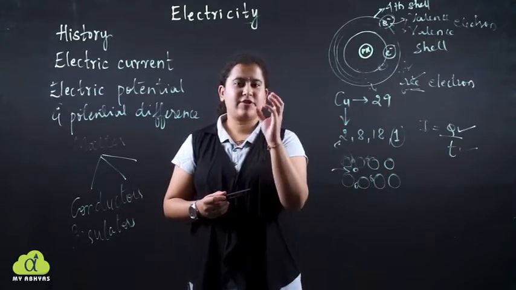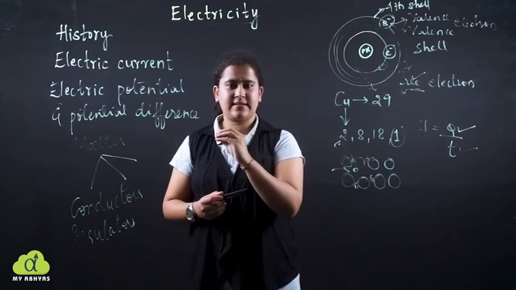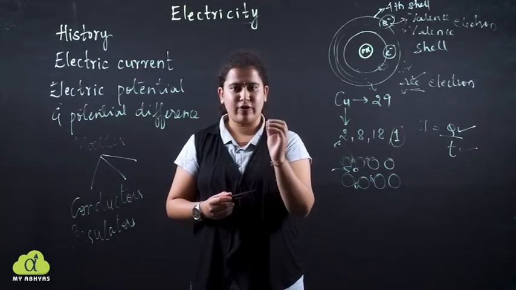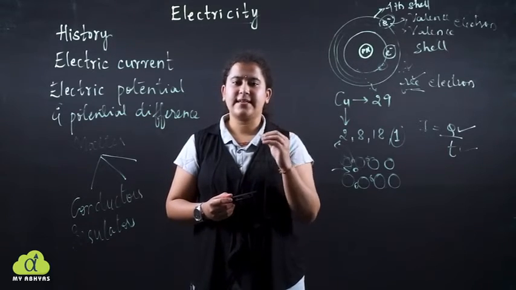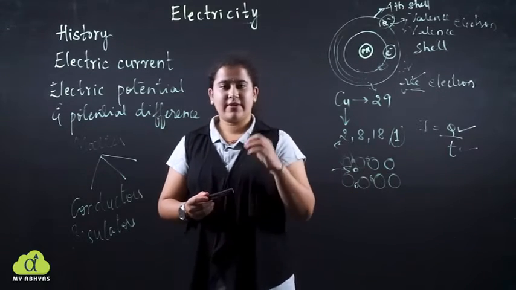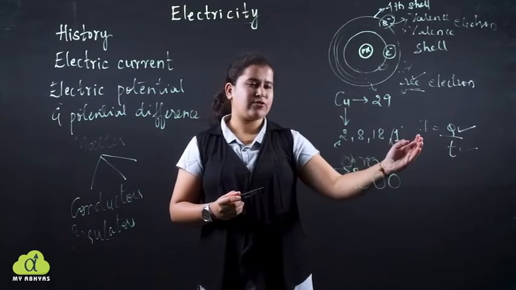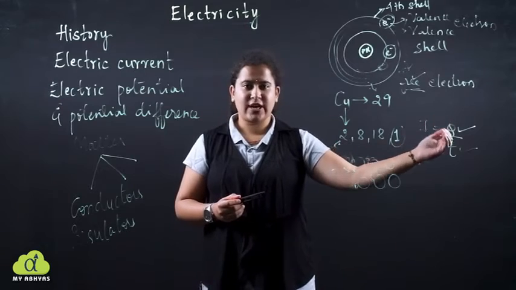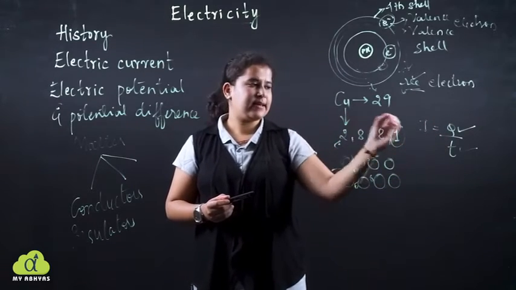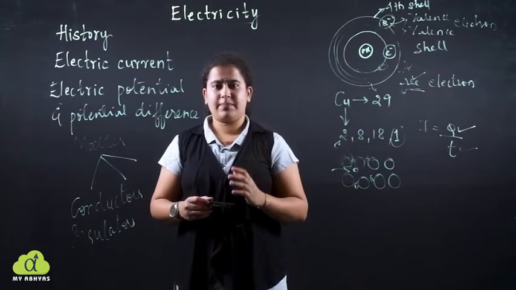So whenever a definition has this rate concept, the rate of flow, it will be considered with time. Whenever you are doing the definitions, you have to understand I equals Q by T, that is the rate of flow of charges. Okay, so that is electric current. I hope you people have understood.